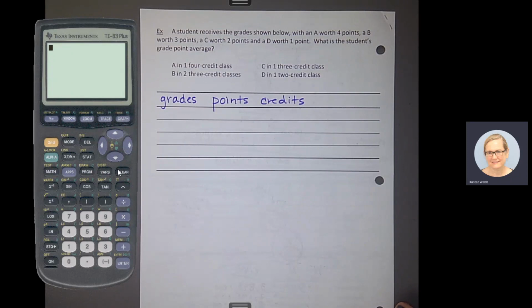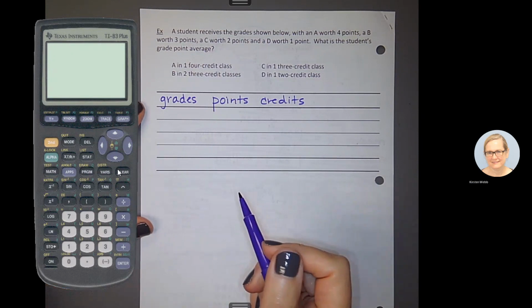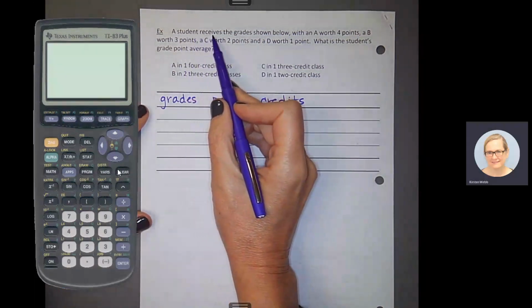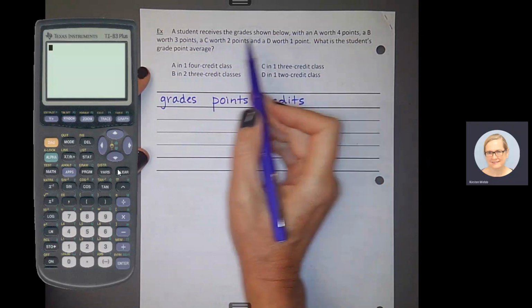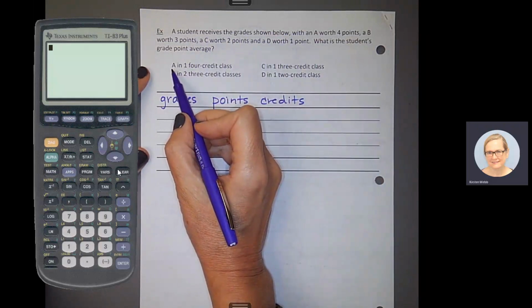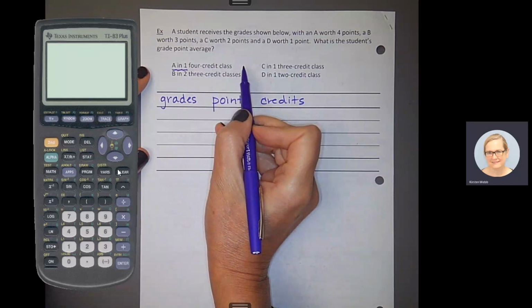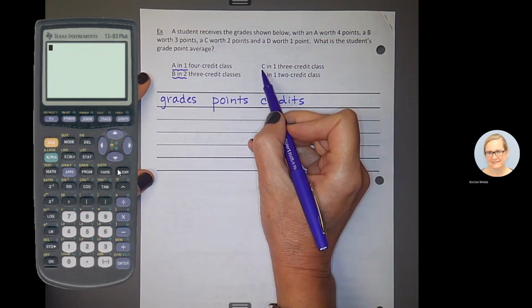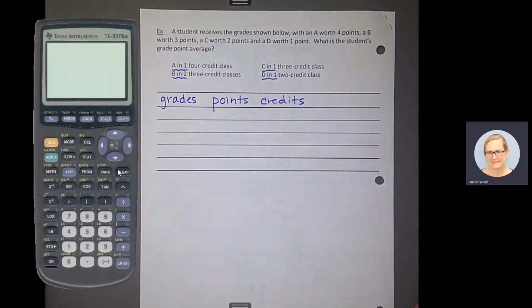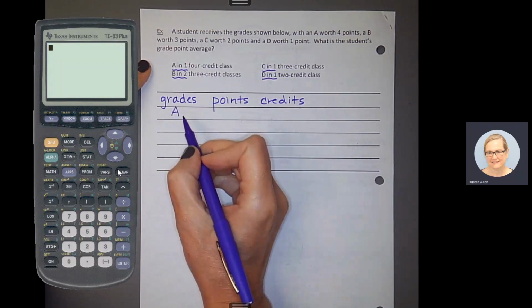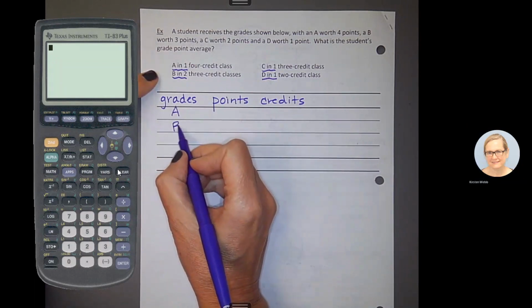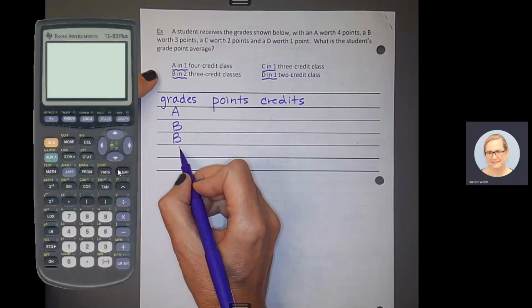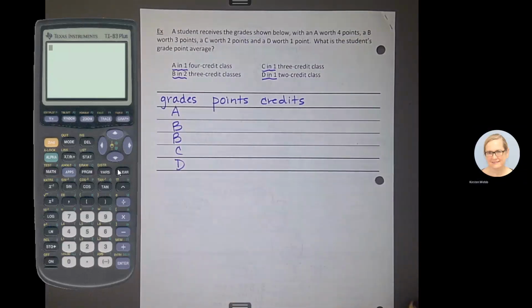Let's start with grades. Can you tell me what grades this student earned? Student receives the grades shown below. Okay, so where's below? The student received an A in one class, a B in two classes, a C and a D. So I'm going to put A down one time, B down two times, C once and D once.